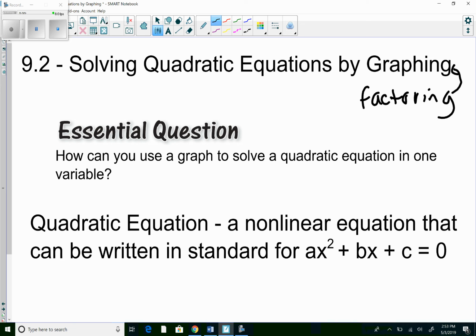So first off, our essential question is, how can you use a graph to solve a quadratic equation in one variable? And then a quadratic equation, again, this is something that we've talked about a bunch. They're basically just saying that standard form for a quadratic is ax squared plus bx plus c, which again is something that we know. So I'm not going to spend any more time on it since I don't need to.